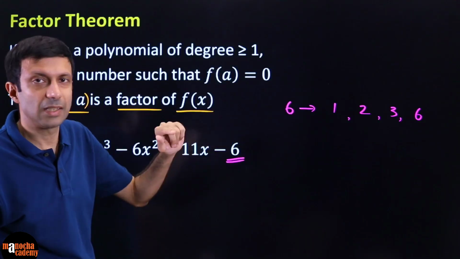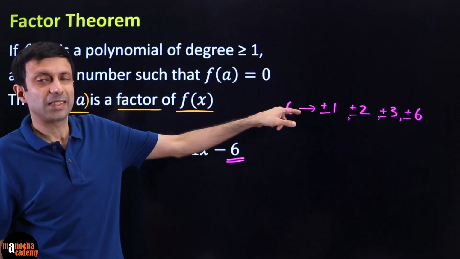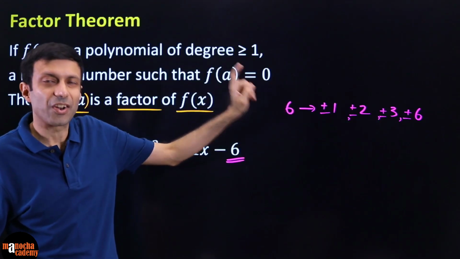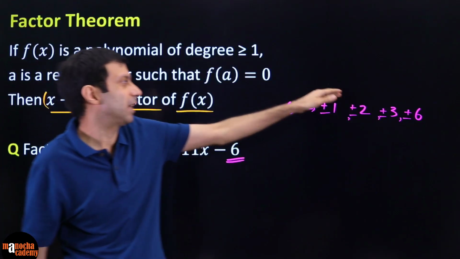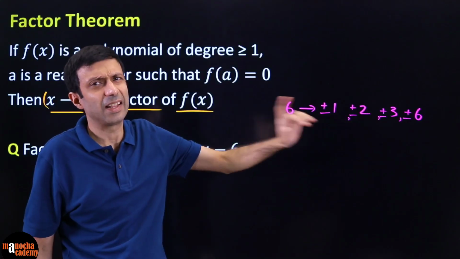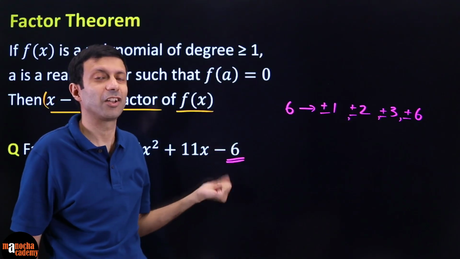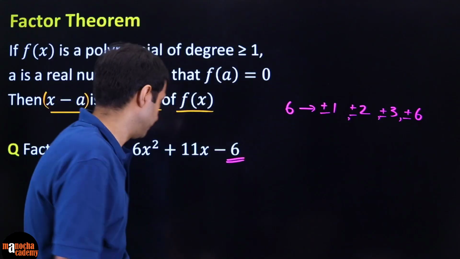Now you can see these are the factors. So now you just put a plus minus sign in front of the factors and try these values first. Plus 1, minus 1. Plus 2, minus 2. Plus 3, minus 3. Plus 6, minus 6. And that should get you to a factor of this polynomial.